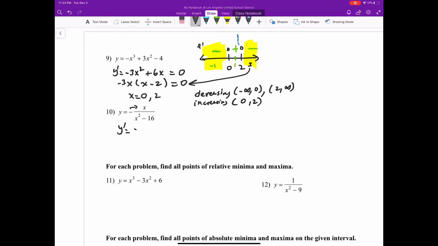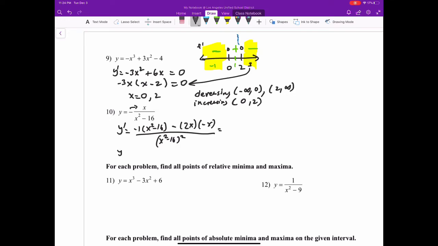So it's going to be negative 1, leave the bottom alone, minus derivative of the bottom, which is just 2x. And we're going to leave the top alone, which is just negative x, all over x squared minus 16 squared. Okay, we're going to simplify the top out, make it look a little prettier.